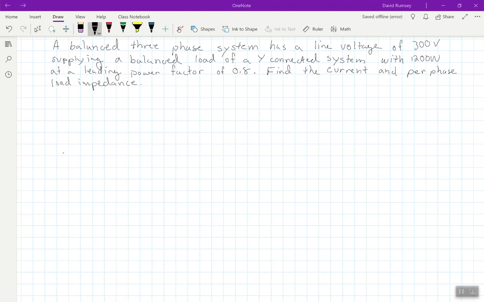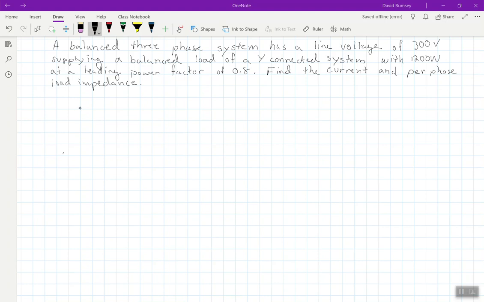Alright, so we're going to look at another example of a three-phase system. So we have a balanced three-phase system. We have a line voltage of 300 volts supplying a balanced load of a Y-connected system with 1200 watts of power at a leading power factor of 0.8. Now we're supposed to find the current for each line and then the per phase load impedance.